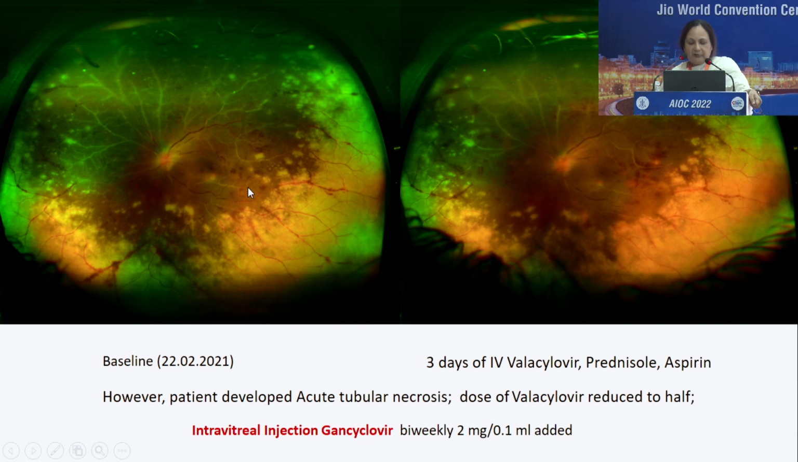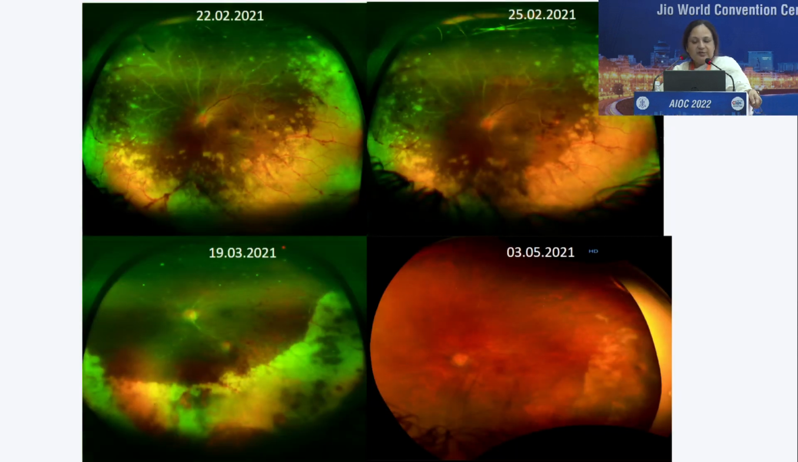We give her IV valacyclovir, steroids, aspirin, the usual work, and the patient develops acute tubular necrosis because of the antivirals. So the dose of valacyclovir is reduced to half, but it's not working for her. Now this is the time when we have to supplement it with local therapy, which was intravitreal injection of ganciclovir given bi-weekly. 2 milligram in 0.1 ml was added, and this is how finally the patient responds to therapy.